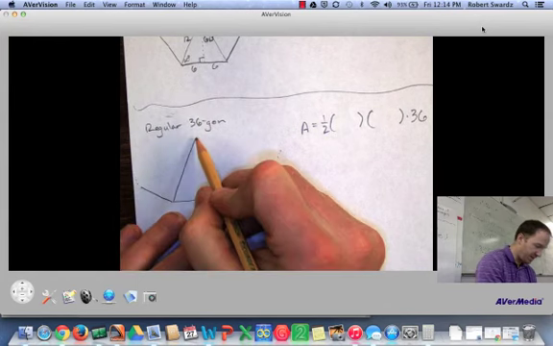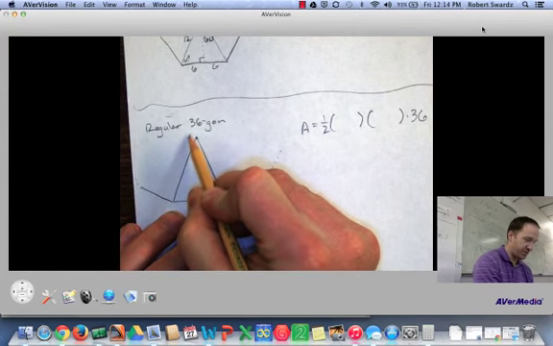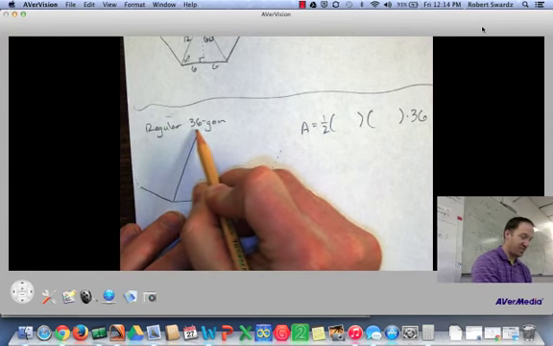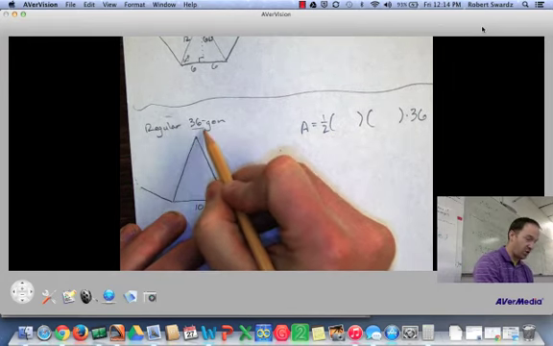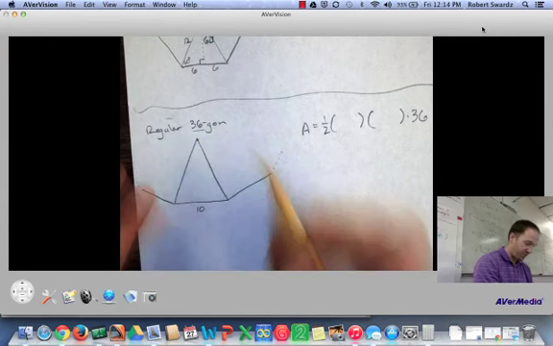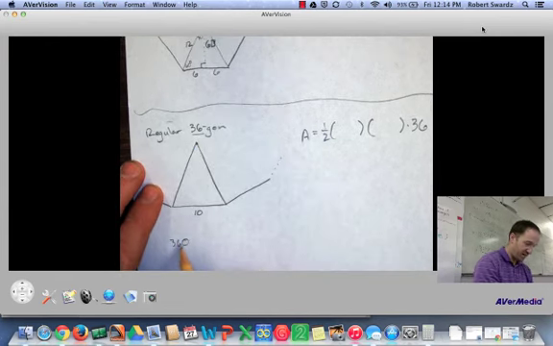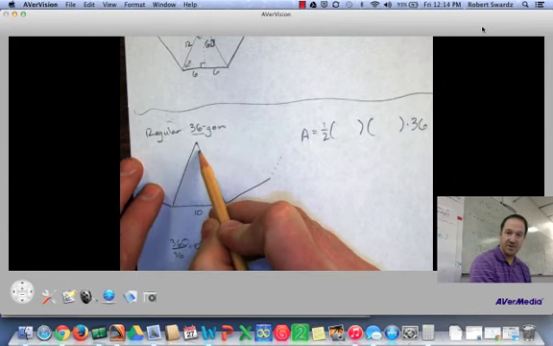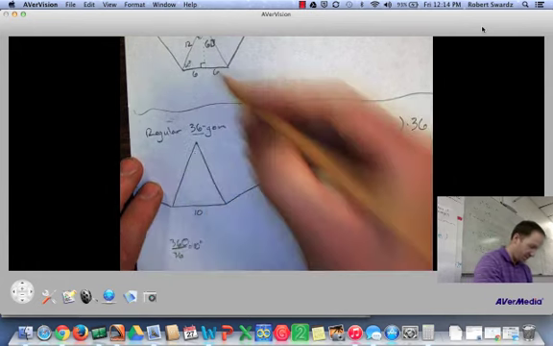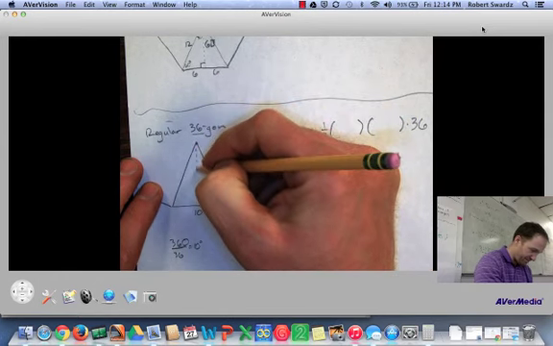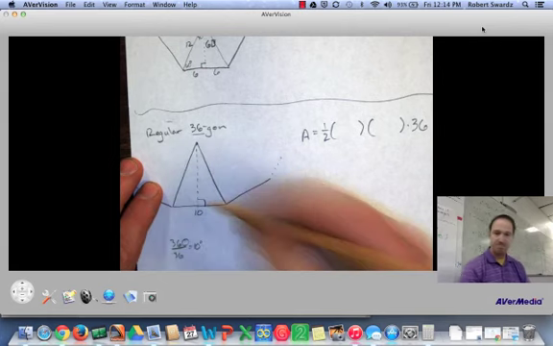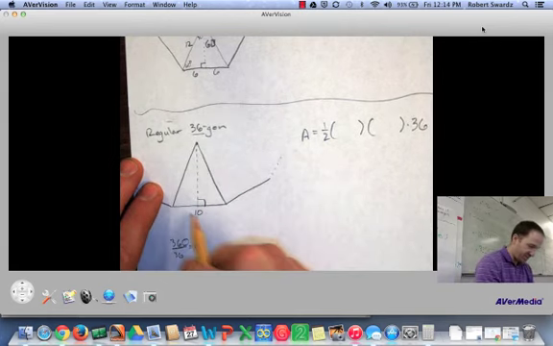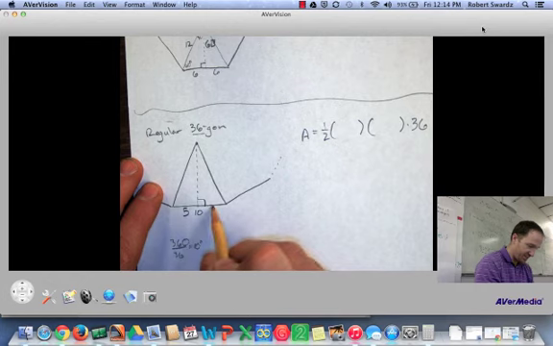Okay, now here's the center, and all the way around that center is 360 degrees. Since there's 36 sides, there's 36 of these angles that go all the way around. So 360 divided by 36 is 10 degrees. So this angle right here is 10 degrees. Now, we're going to draw the height, because the area of a triangle is 1/2 base times height. That makes, since this is 10, each of these is 5.